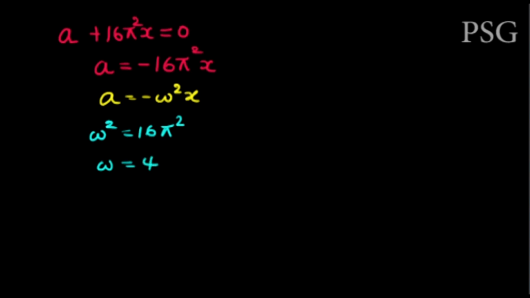is 4 pi, and they're asking for time period. So time period can be written as 2 pi by omega, is equal to 2 pi by 4 pi, or cancel this pi and 2 times, therefore T is equal to 1 by 2 seconds. The time period of the oscillator is half second. So option A is correct.